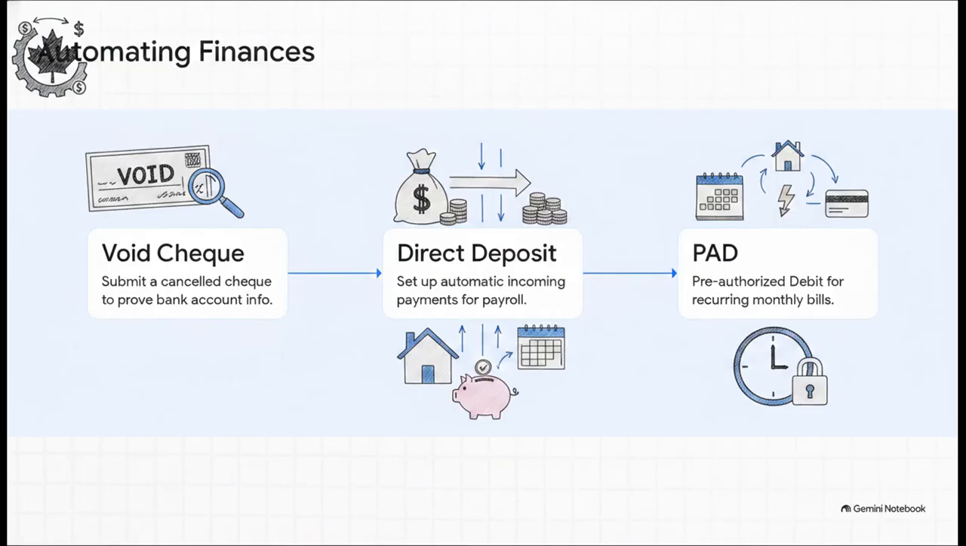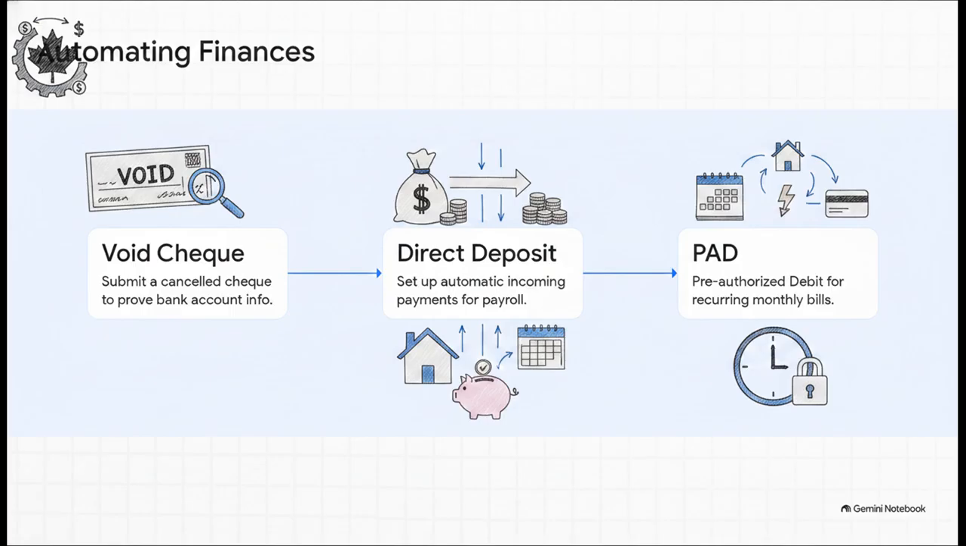Now, if you want to automate your finances in Canada, you have to follow a very specific sequence, and this is a classic scenario you'll see in the reading passages. Think of it like a puzzle. Step 1. You must provide a void check. This is literally just a canceled check used for one purpose, to prove your bank account information. Once you hand that over, it unlocks Step 2.